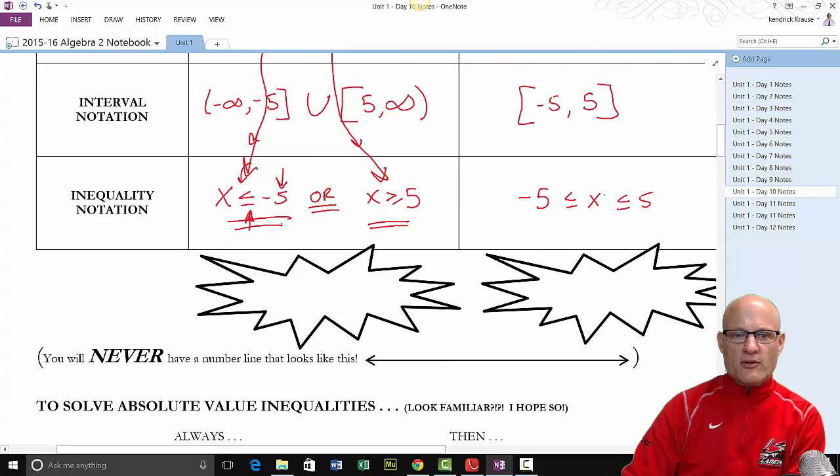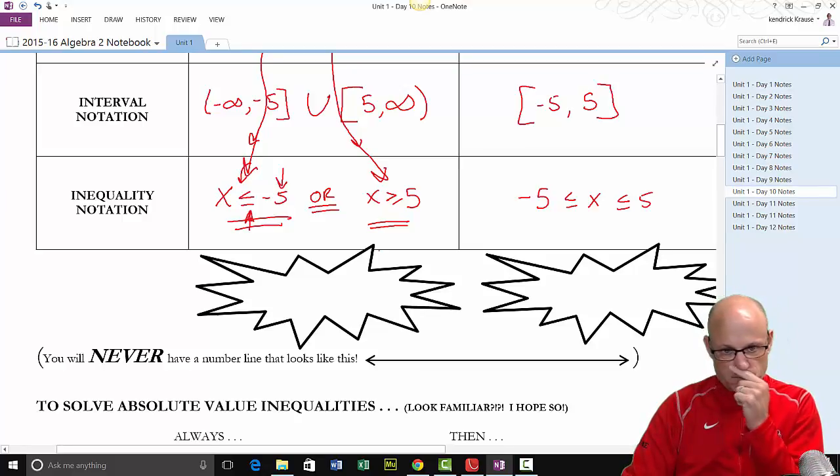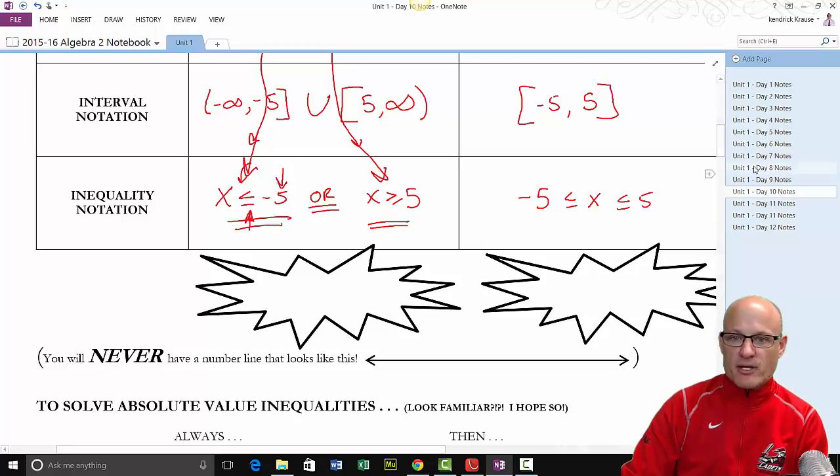Why did I put those stars there? Well, I forgot. Doesn't matter.